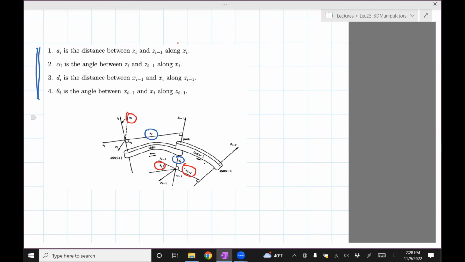It's up to you. This is from the book by Spong, but I'll show you an easier way of getting this without having to remember this figure or know this figure. So let's solve problems. That's probably the best way to learn about it.